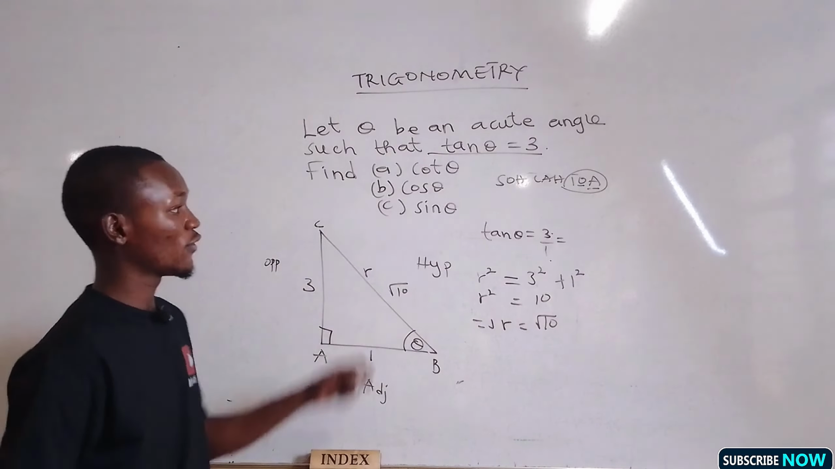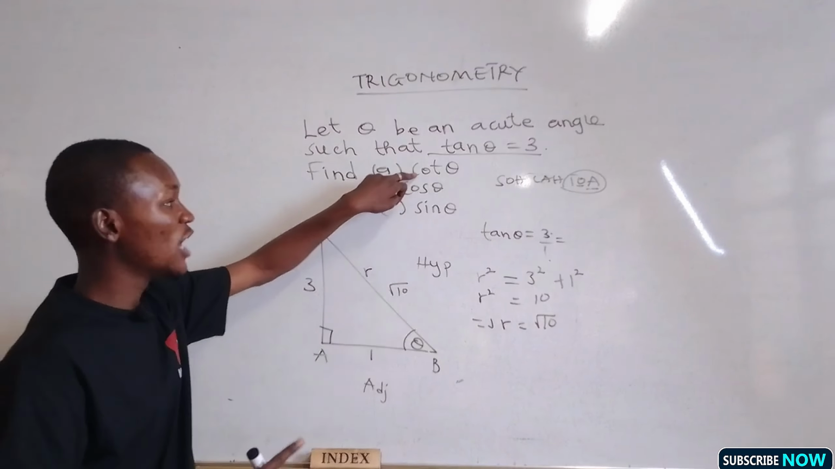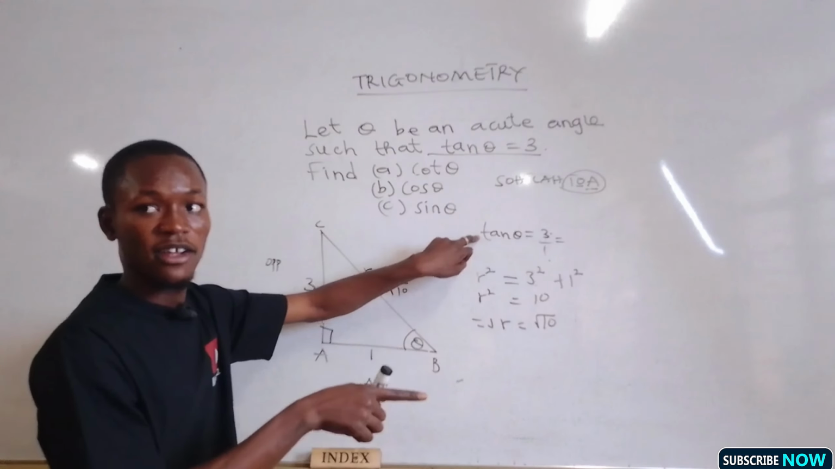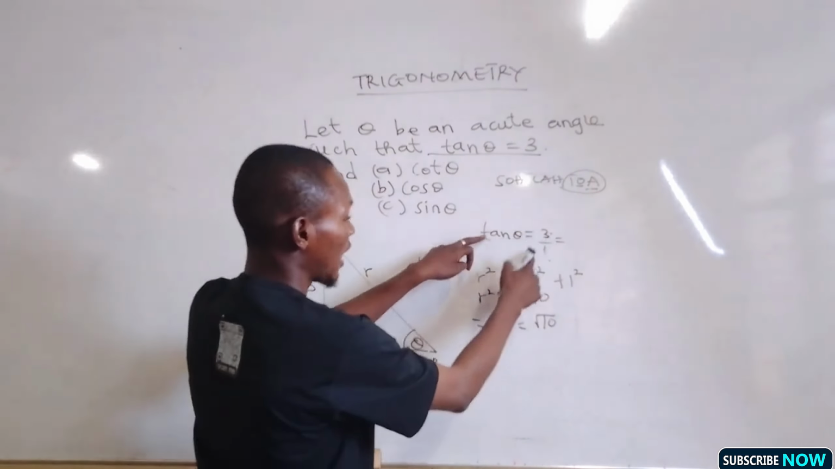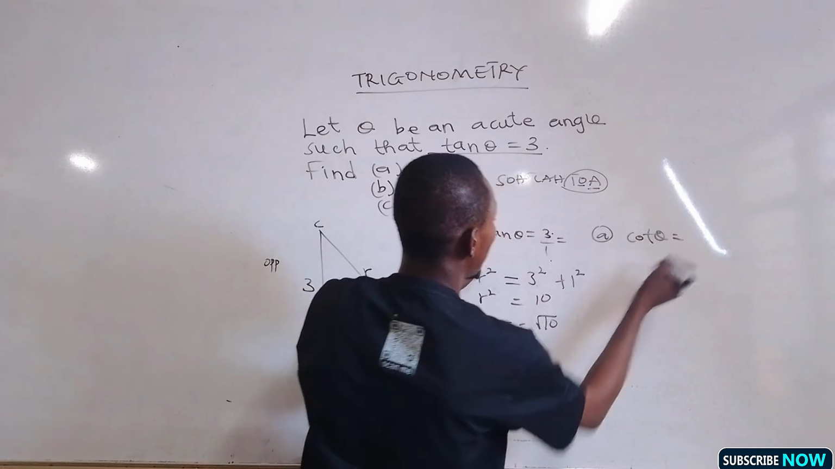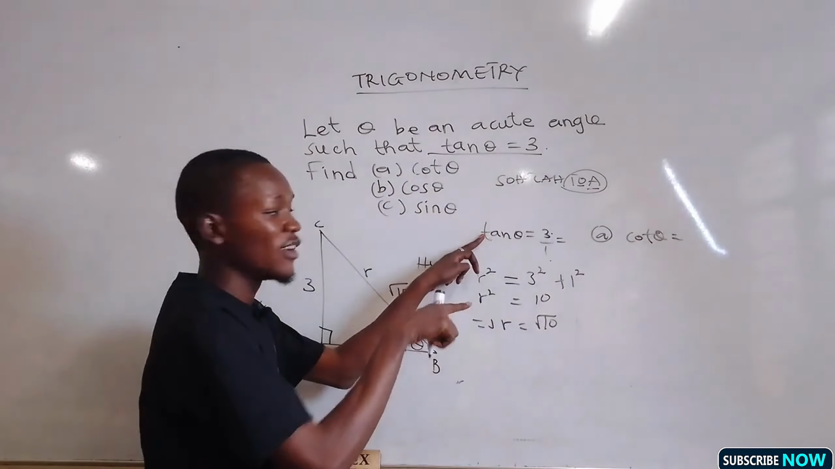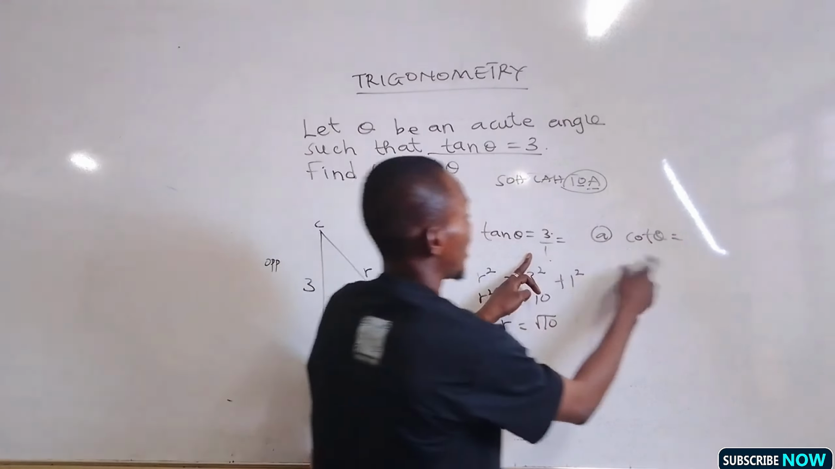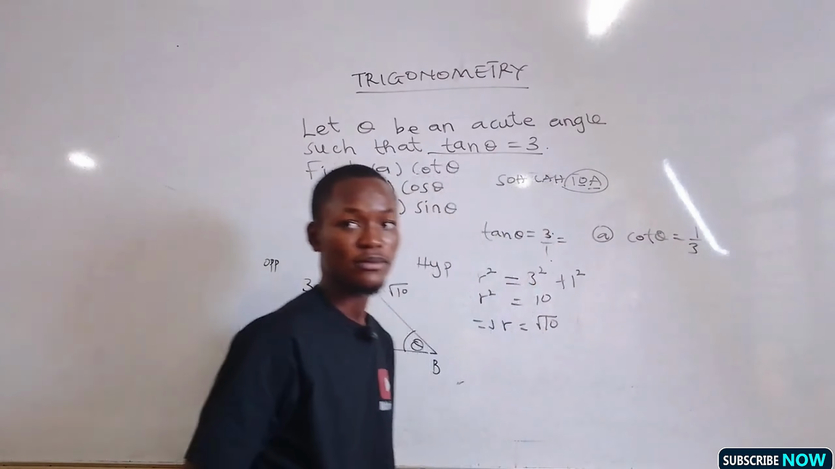Now from the question, we have to find cot theta. And we know cot theta is the inverse of tan theta. Tan theta is given as 3 out of 1. So cot theta is the reciprocal of tan theta. Since tan theta is 3 on 1, it implies that cot theta is 1 on 3.